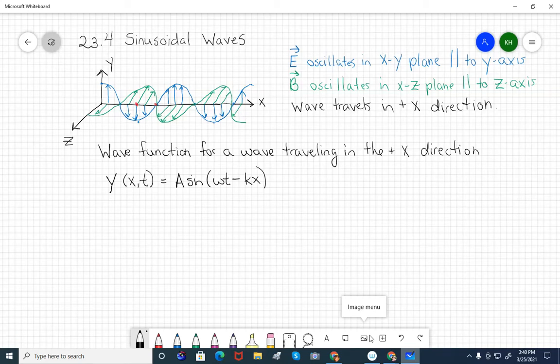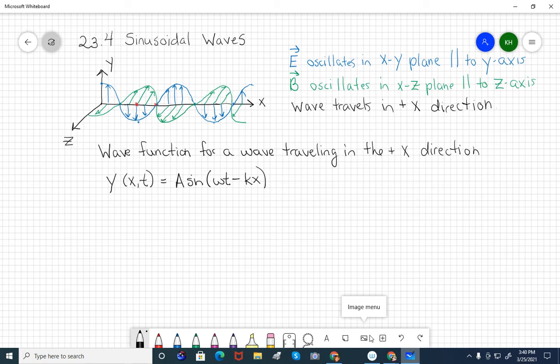In this video, I want to talk about the wave equations that go with sinusoidal waves. Now, we have a picture here where I've tried to draw what we picture an electromagnetic wave looking like. In this case, we've got a wave that's traveling in the positive x direction. Its electric field is oscillating parallel to the y-axis. It's oscillating up and down in that xy plane.